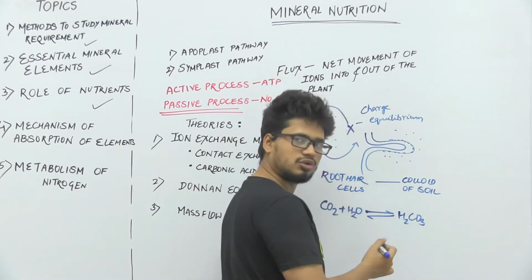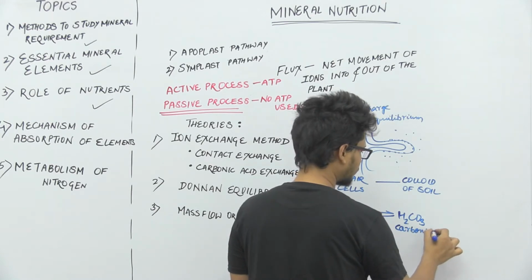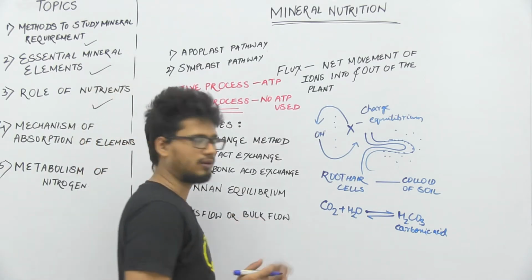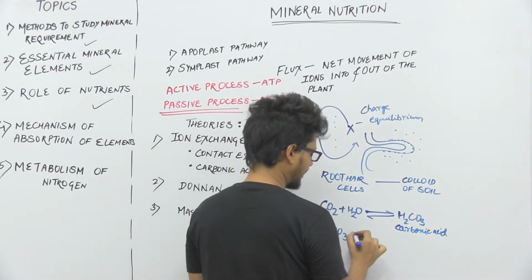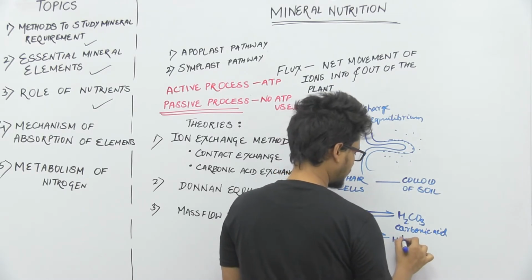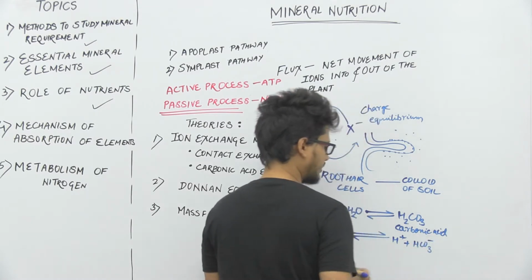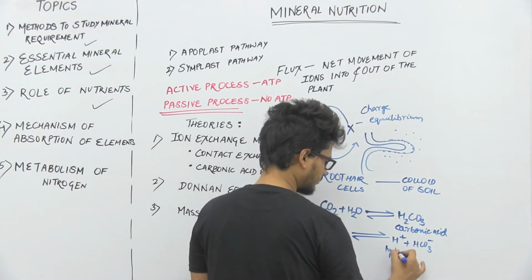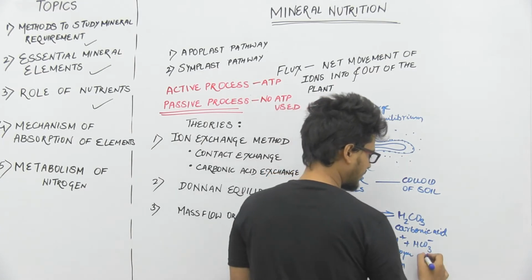H2CO3. Now this H2CO3 is also known as carbonic acid. Okay, so this carbonic acid is not the end product till now. Carbonic acid will again break down to give H plus and HCO3 minus. This is the hydrogen ion, and this is the bicarbonate ion.